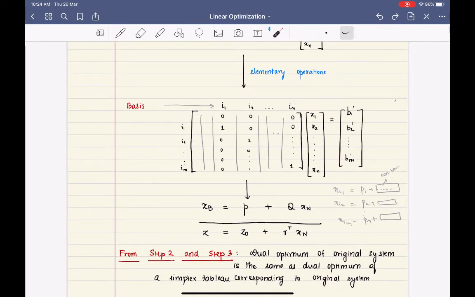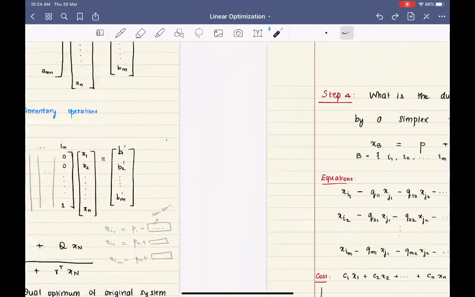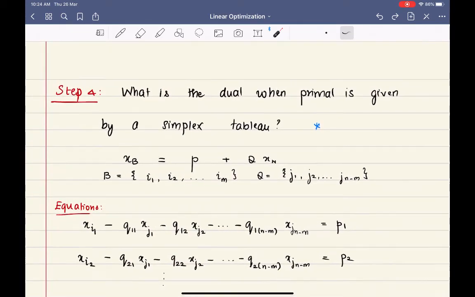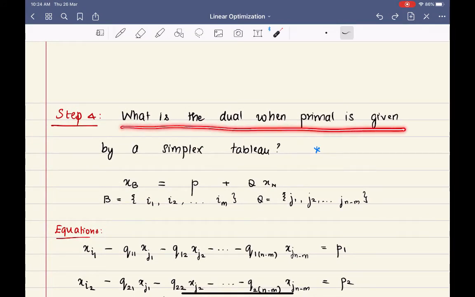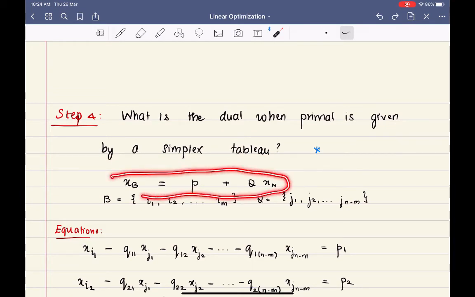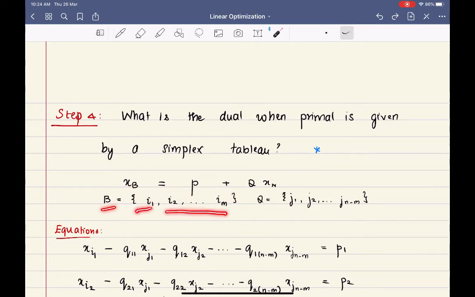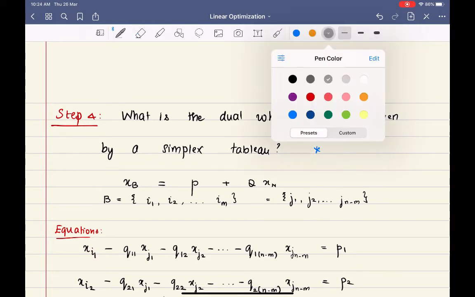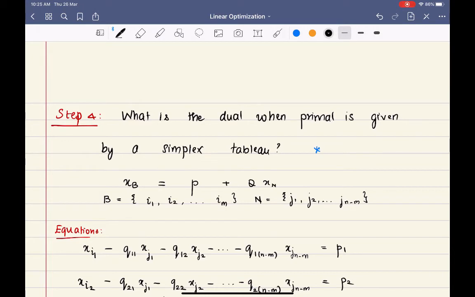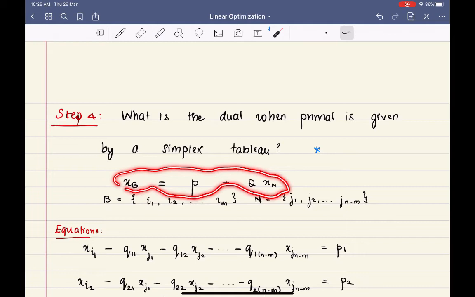So let's proceed to the next step, which is: what is the dual optimum when the primal is given by a simplex tableau. So this is the thing. Assume that we are given a set of equations in this form where the basis is i1 till im, and the non-basis is j1 till jn minus m. So assume there are n variables, with this as basis and this as non-basis, and this is the set of equations. How would we write the dual? So before going further, it could be a good idea for you to try writing the dual yourself.